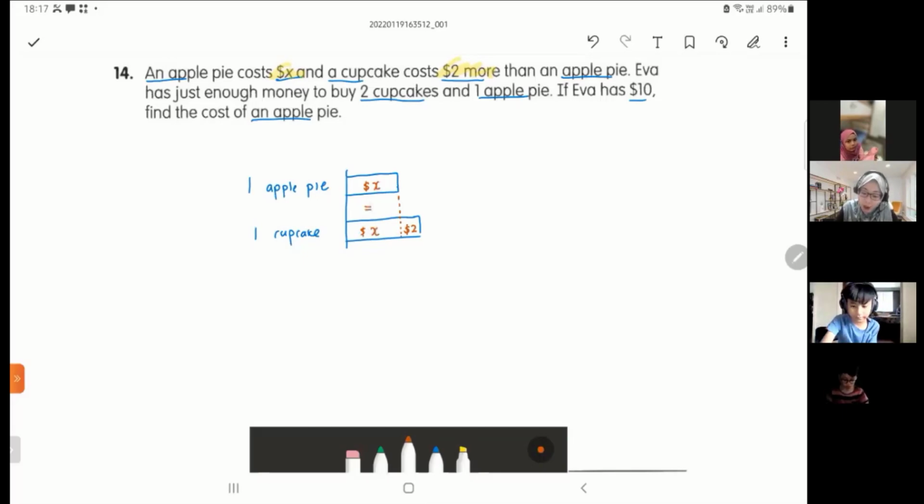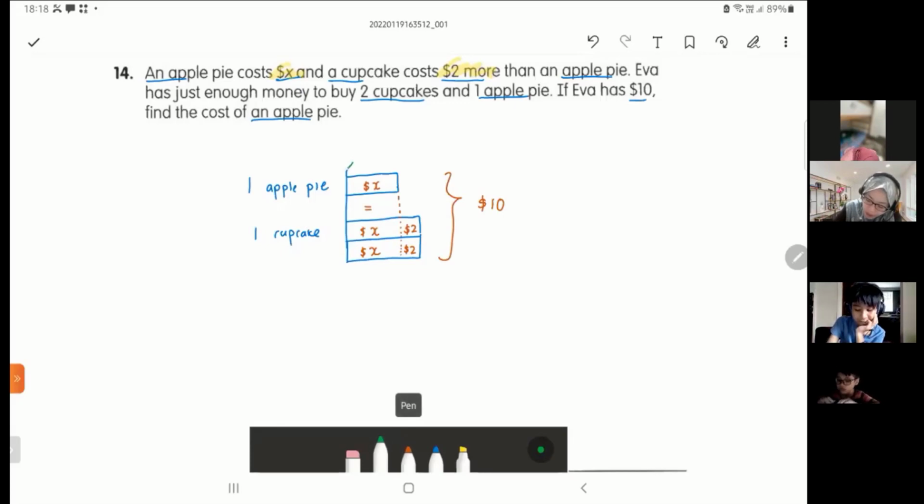Okay, so now I not only buy one cupcake, I bought two cupcakes, right? So one more cupcake, I'm going to stack it downwards like this. And of course the extra part will follow. So here will be $2, here will be X dollars, like this. And the total amount of money that Eva has is $10. I want to find the cost of one apple pie, I want to find this one here.